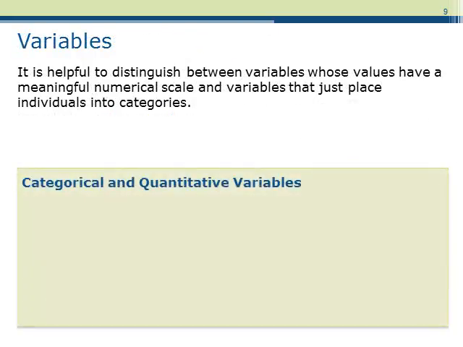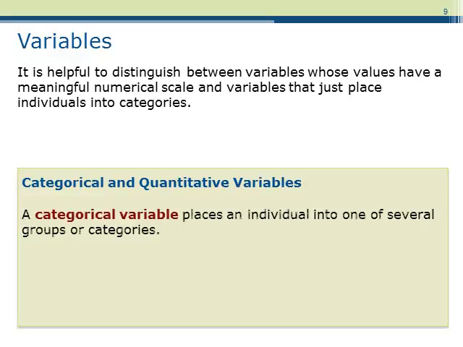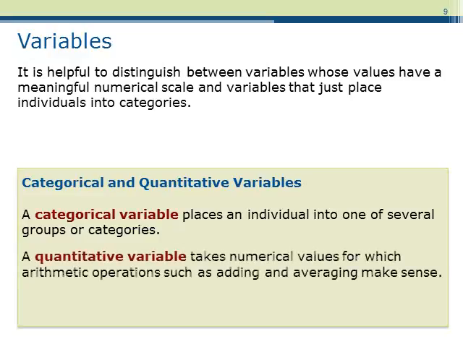Now, before we discuss other means of graphing data, we need to distinguish between variables whose values have a meaningful numerical scale and those which simply place individuals into categories. A categorical variable places an individual into one of several groups or categories. A quantitative variable takes numerical values for which the operations of arithmetic make sense.